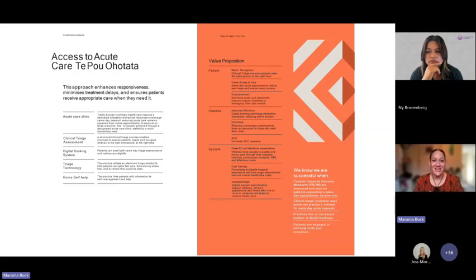So again, on the left-hand side, we have the really explicit value propositions for patients and whānau, for your practice. How is it going to make a difference to the day-to-day running of your practice? And how is this going to help us across Aotearoa at a system level? And then we have how we know we are successful, and some clean and clear ways that you can know if you're doing a really great job implementing these elements.